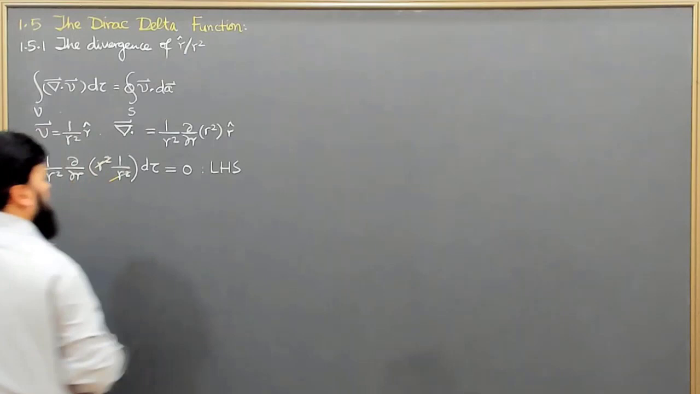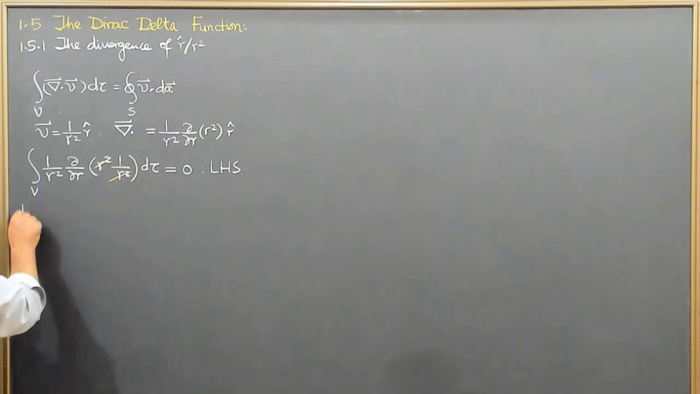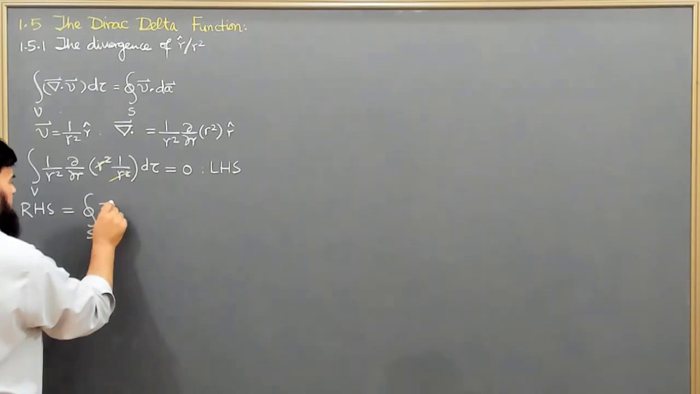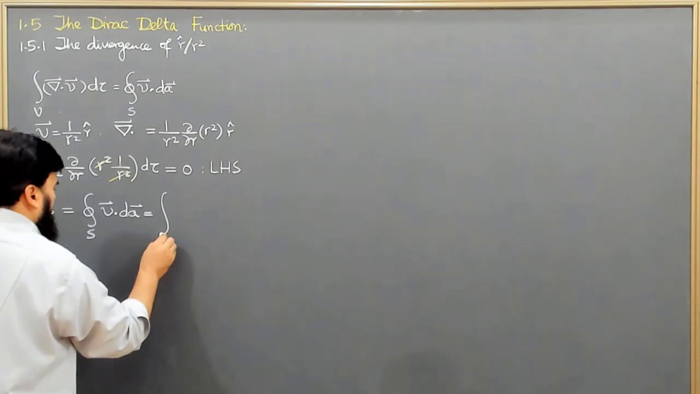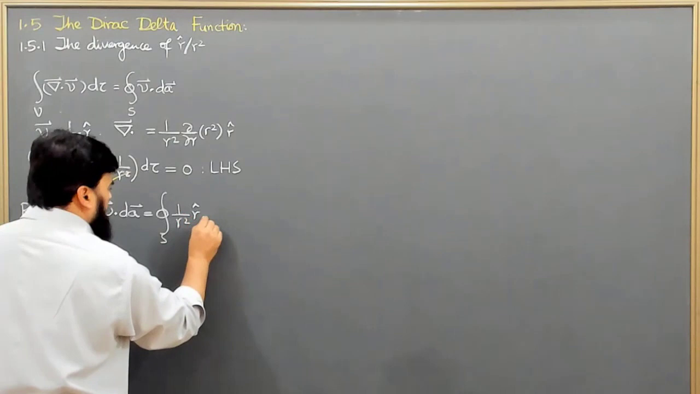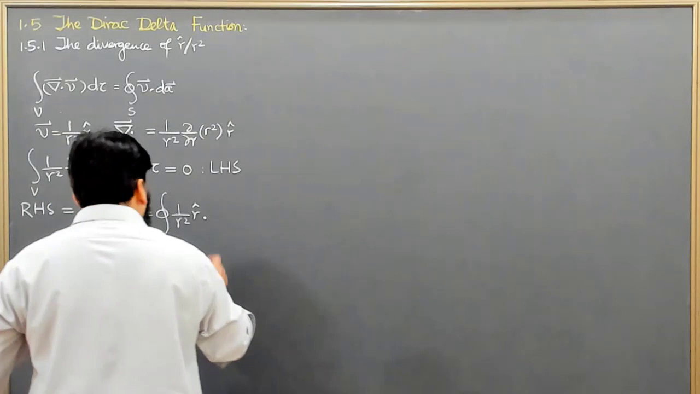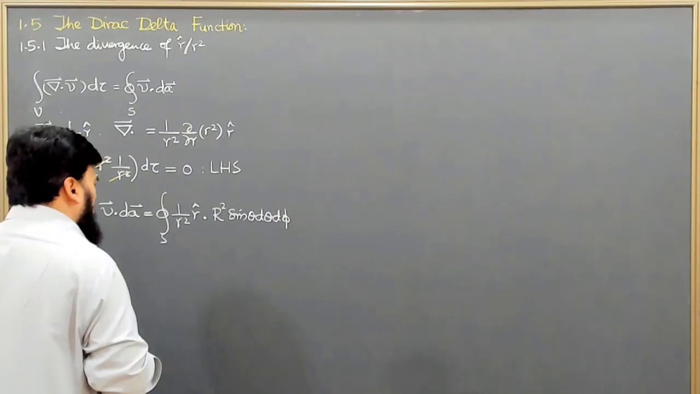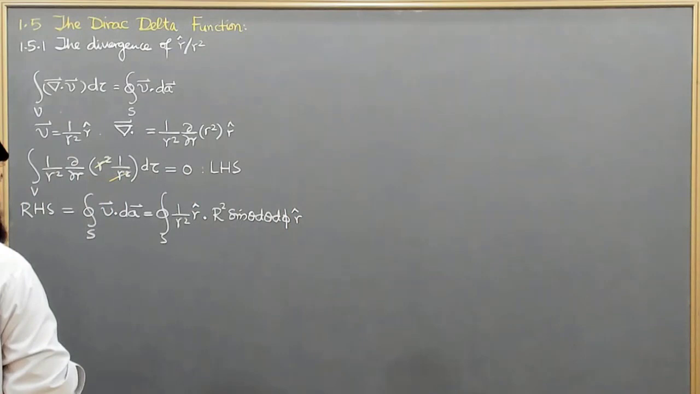Now let me take the right side of this equation. The right hand side is equal to the integral on a surface of V dot dA. This is a closed surface integral, and the function V is 1 over R square, R unit vector, dot dA. So I will write the area element, and I know that it is R square sine theta d theta d phi. We have calculated this area element already, and this is in the radial unit vector, meaning in the radial direction.